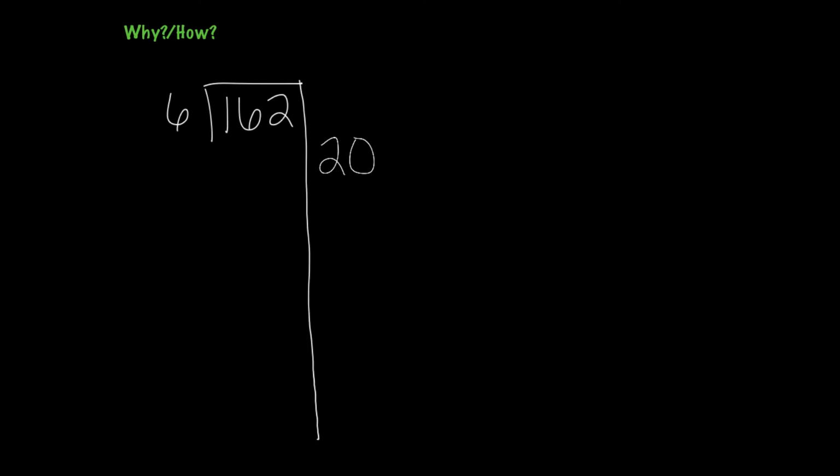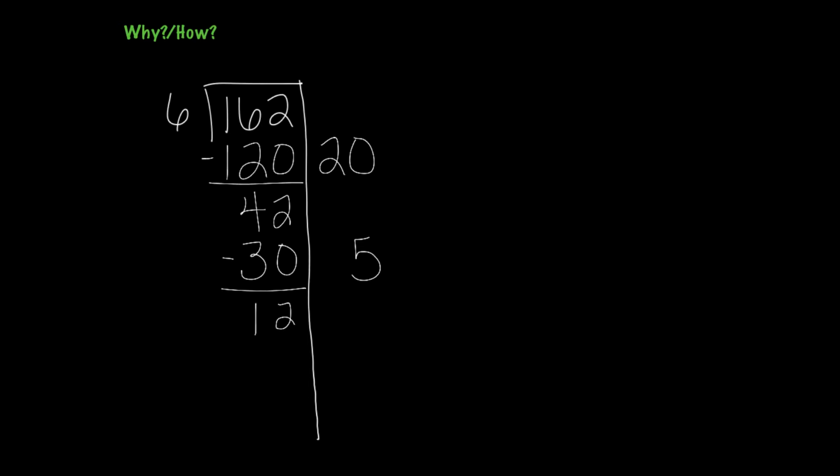And we're going to take 20 times 6, which gives us 120. And we're going to subtract, and that gives us 42. So now, can I take 10 sixes from 42? No. So I have to go smaller. Can I think of a basic fact times 6 that would not be too big? Could I do 5? Yes. So let's do 5. 5 times 6 is 30. That gives us 12 left over.